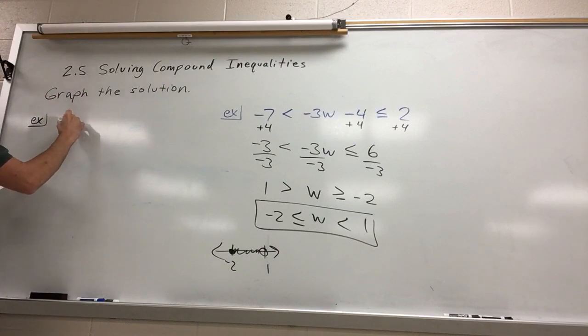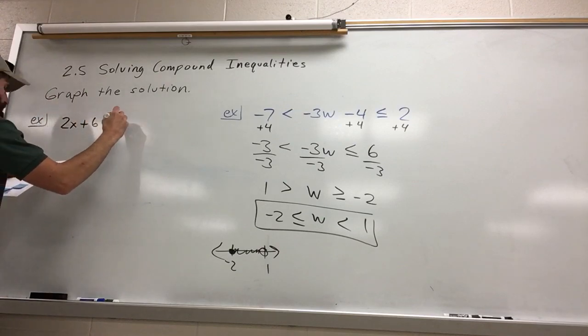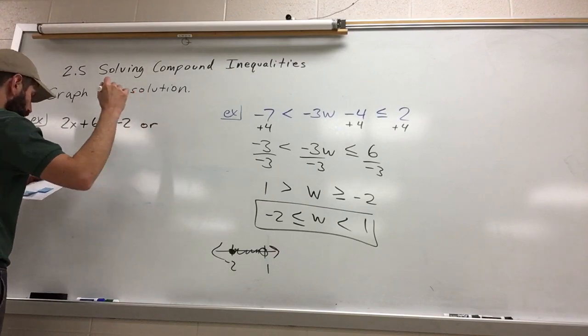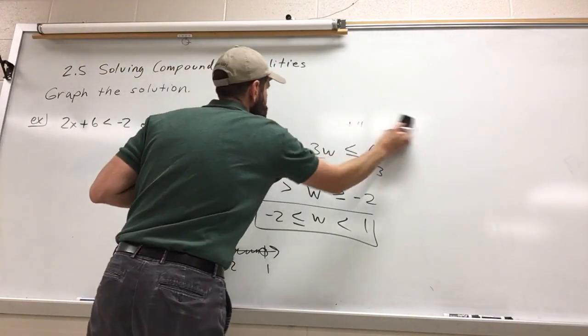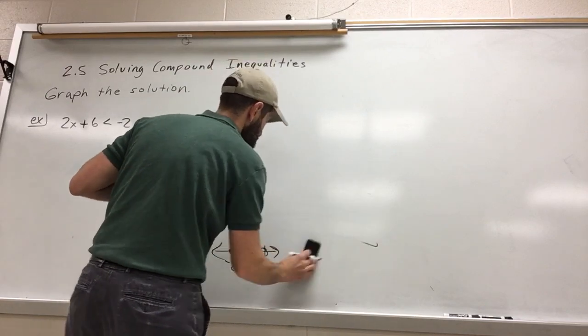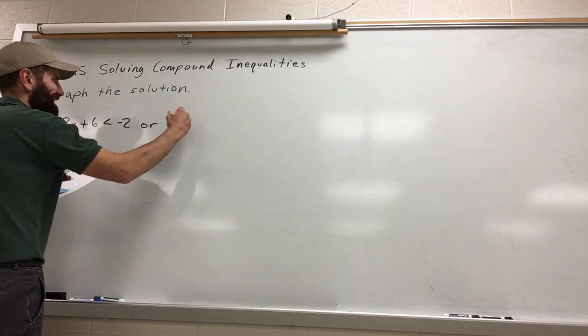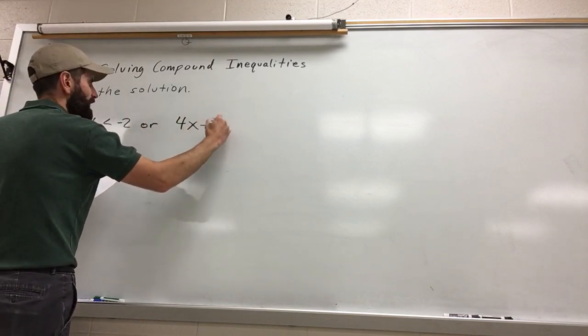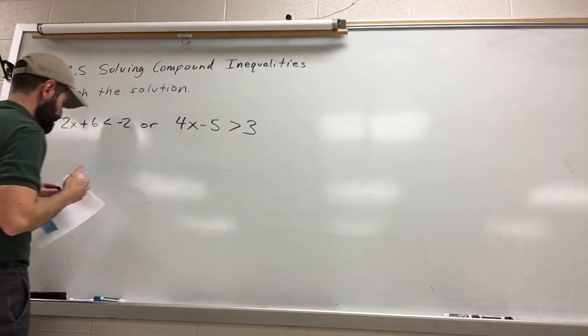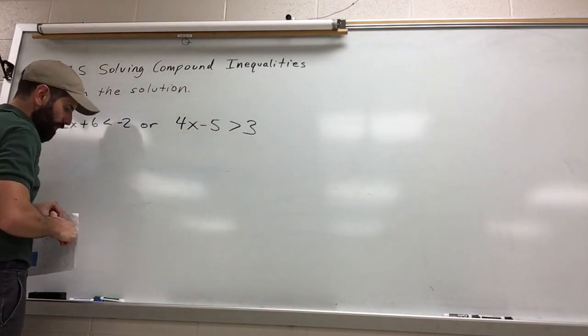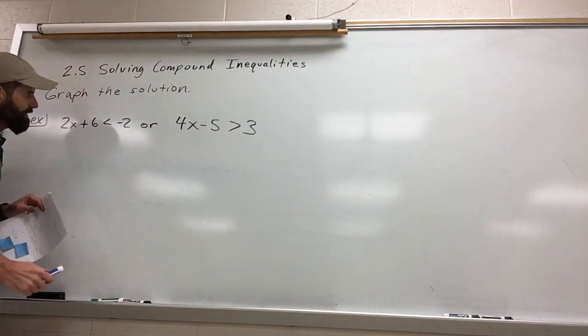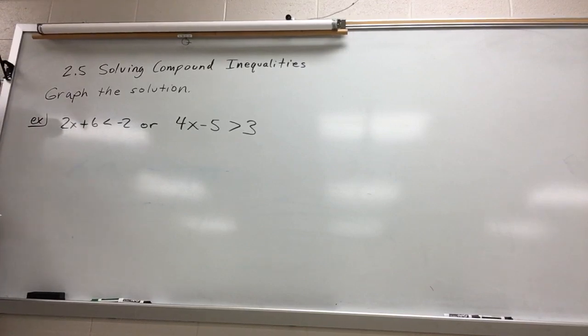This is an OR problem, so we're going to have 2x + 6 < -2, or 4x - 5 > 3. And on these OR problems, you're basically just solving two inequalities. You solve each one separately and then graph them. So it's kind of more work in a sense.